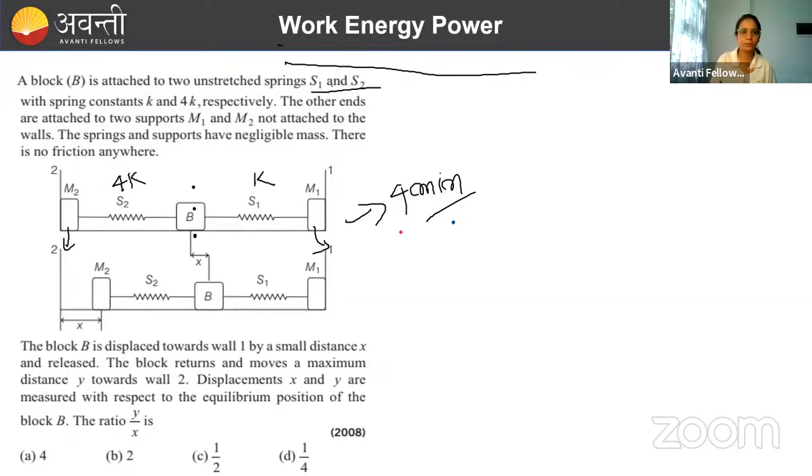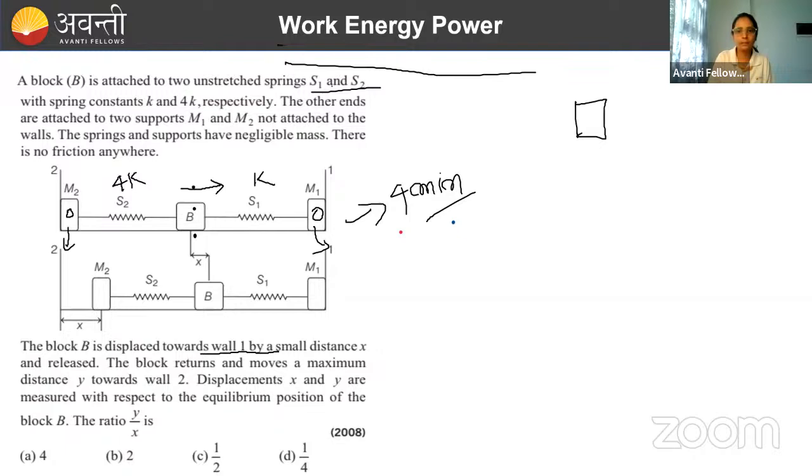This is a very important observation here. Its mass is 0 and also its mass is 0. The spring has mass 0. Now there is no friction. Again, friction is not there. The block B is displaced towards the wall 1. Now block B is getting displaced towards the wall 1. What will happen? Just try to think over this.